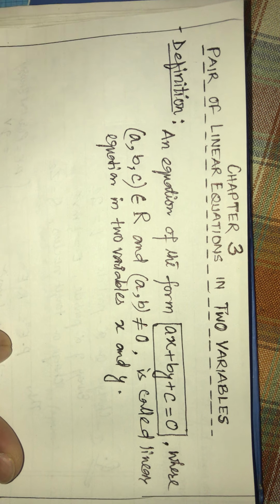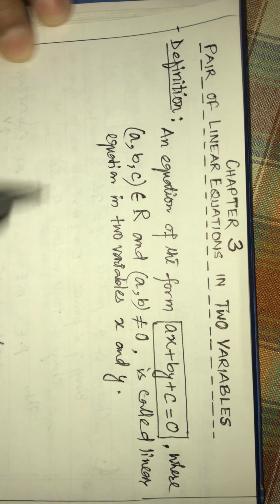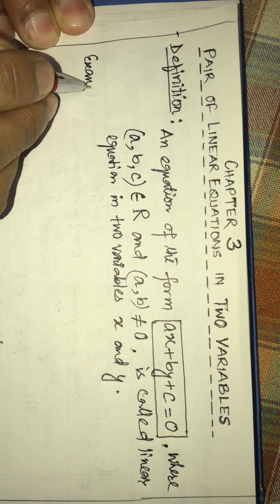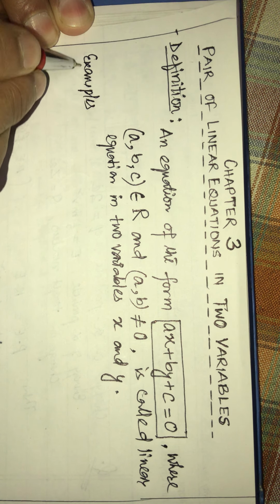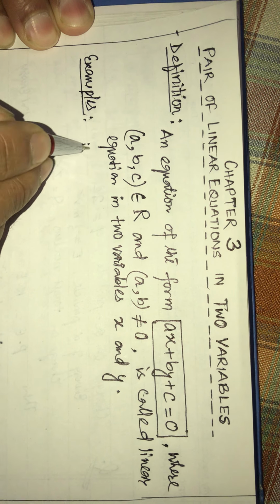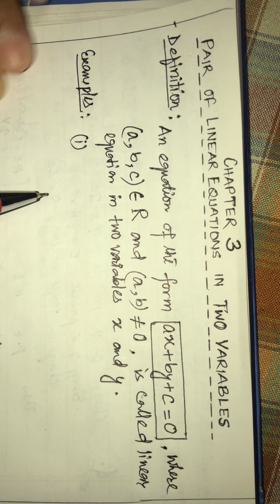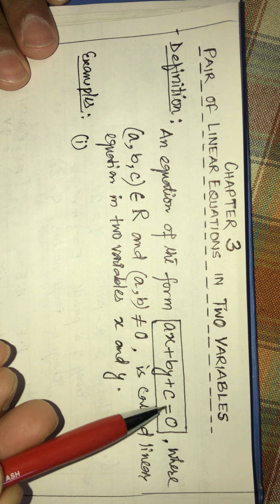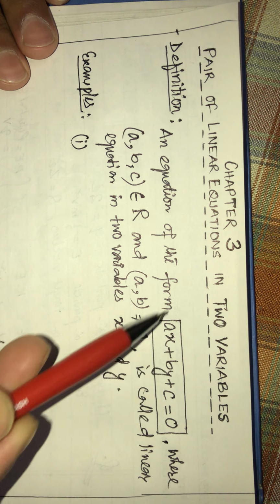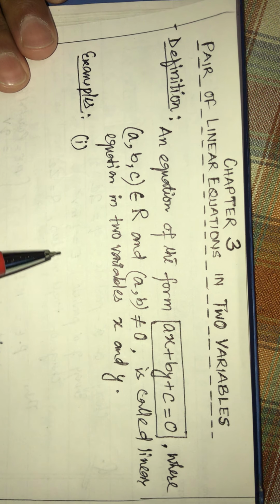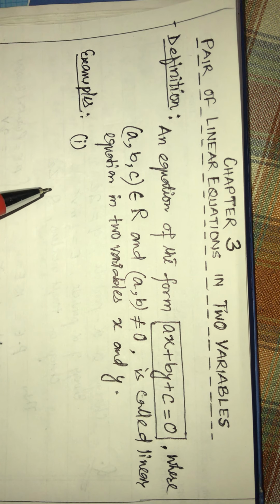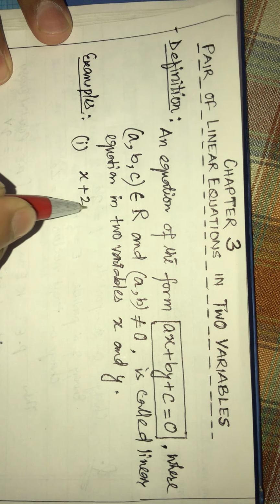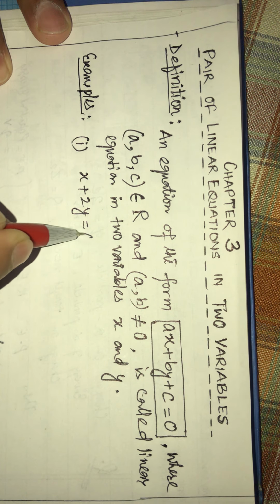Now, if we talk about examples, there are so many examples we can quote. Here we will not write px or qx, because this is an equation. The equal sign should be there, and both on the left hand side and right hand side you must have something. So let's take one example, like x plus 2y equal to 0.